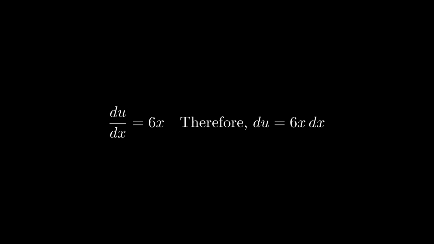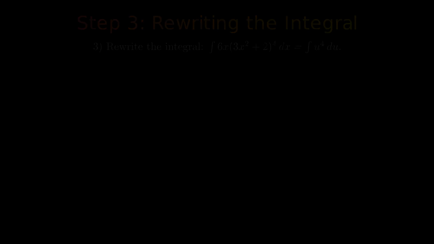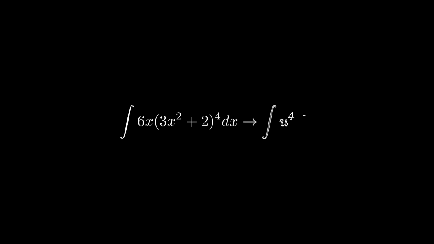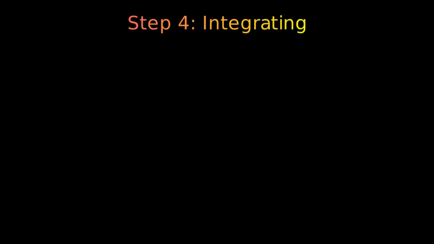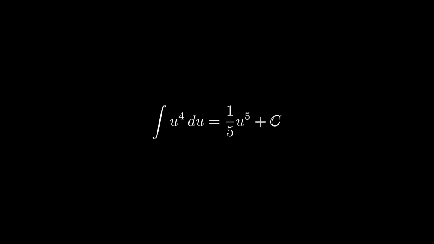Transitioning to the next step, we reframe the integral in terms of u, converting it into u⁴ du. This pivotal maneuver becomes achievable due to the initial substitution we implemented. Advancing further, we delve into integrating the simplified expression, yielding 1/5 u⁵ + c, where c symbolizes the constant of integration. Subsequently, we reintroduce u into the equation, culminating in 1/5 (3x² + 2)⁵ + c.